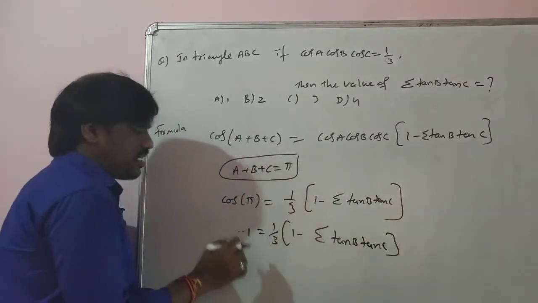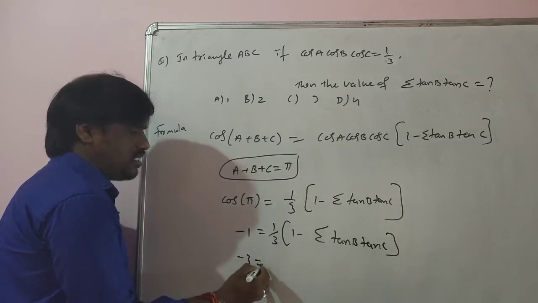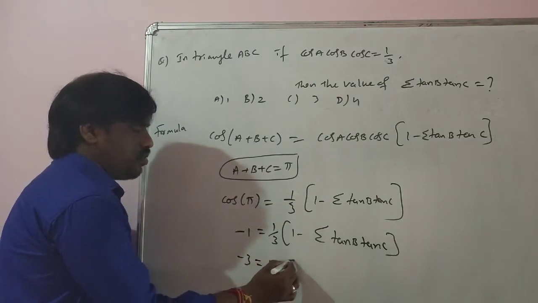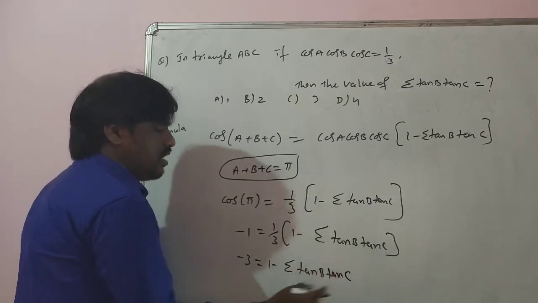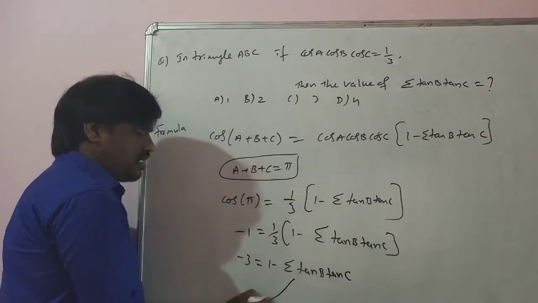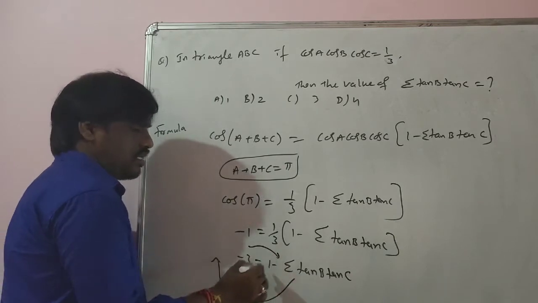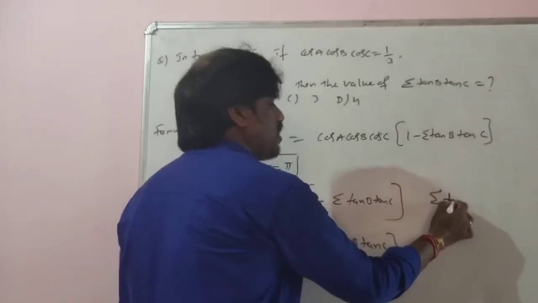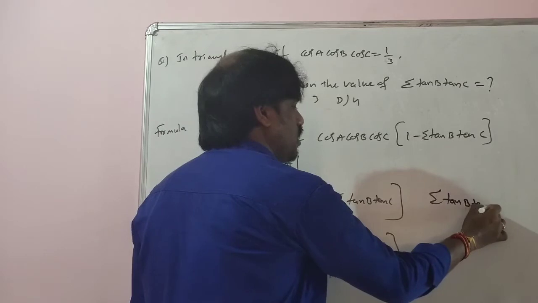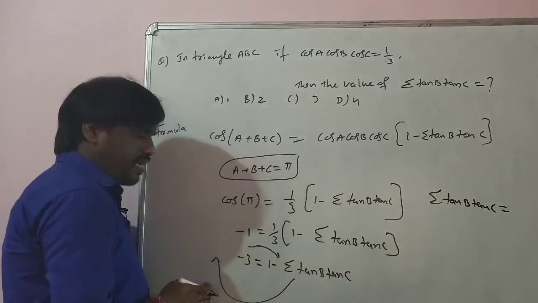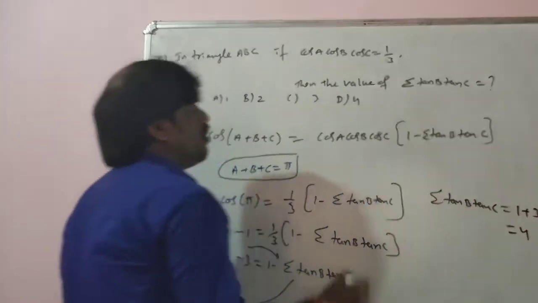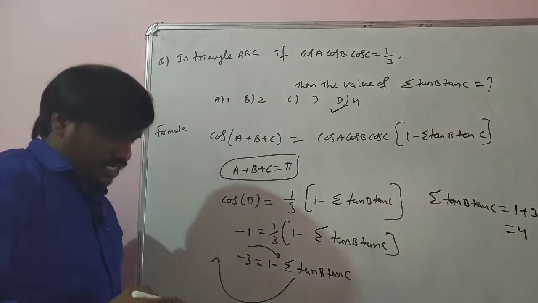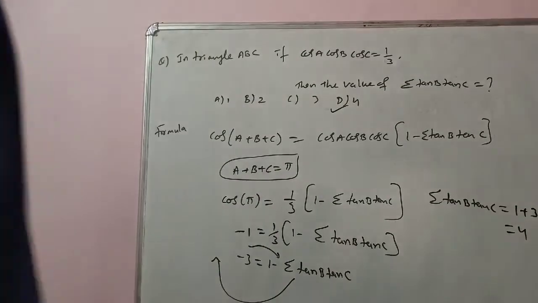Hope you understand this. I am going to get minus 3 is equal to 1 minus sigma tan B tan C. Now I have to get this one, so send this one here and minus 3 here. So I am going to get sigma tan B tan C is equal to, this becomes plus, 1 plus 3, that is equal to 4. D is the right answer. Hope you understand. Let us move to the next question.